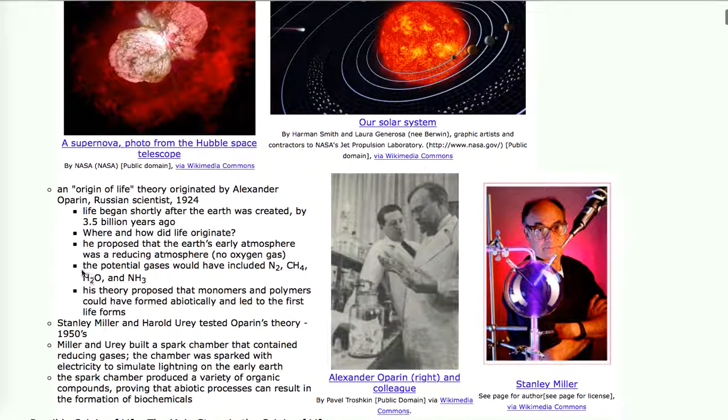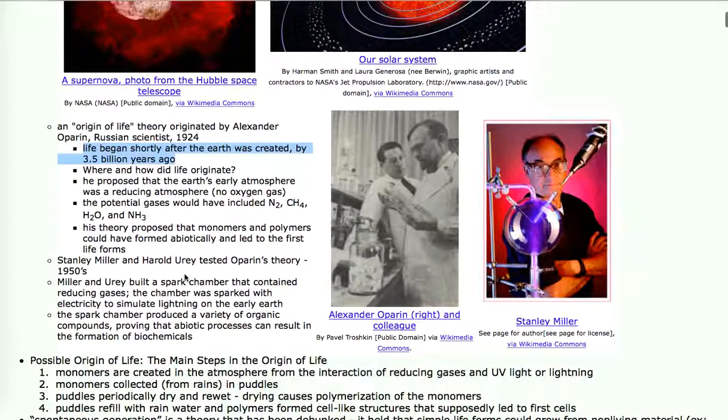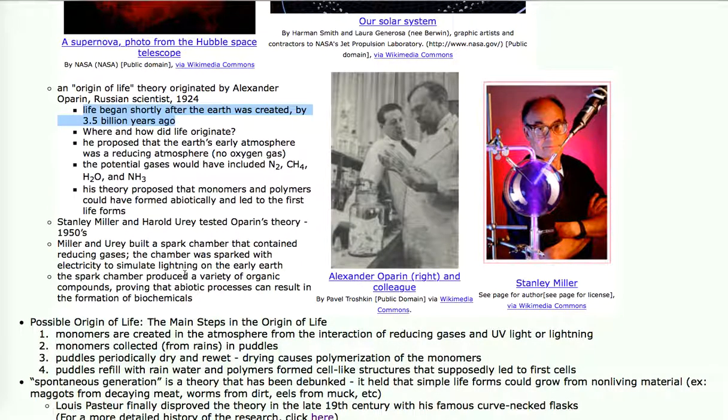Well, the first theory on this was produced by a guy named Alexander Oparin back in the 1920s. He was a Russian scientist, and he speculated that life began shortly after the Earth was created, maybe 3.5 billion years ago. We think maybe more than that now. He proposed that the early Earth's atmosphere had no oxygen gas. Instead, it was a reducing atmosphere. Reducing atmospheres are the opposite of oxidizing atmospheres, which is what we have today. Reducing atmospheres have hydrogen gas, nitrogen, methane, water, and ammonia.